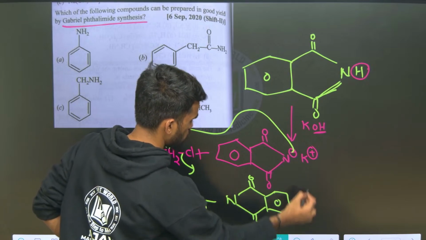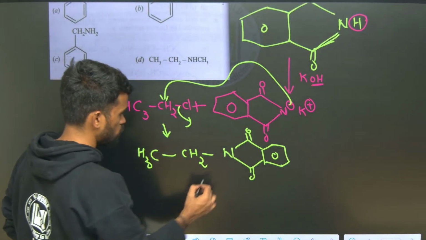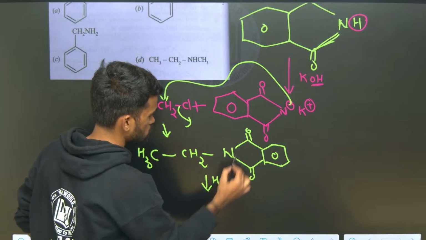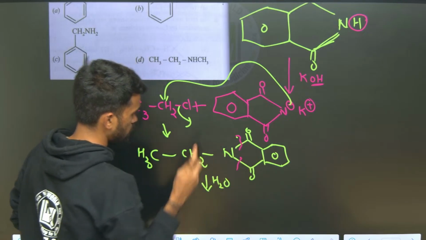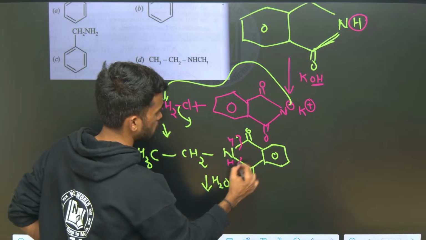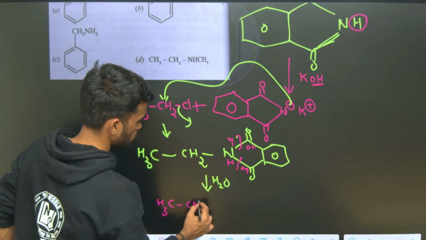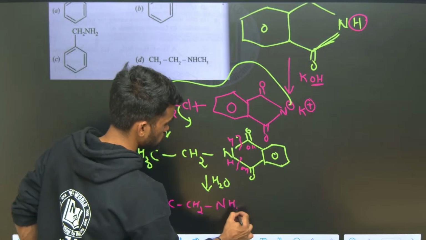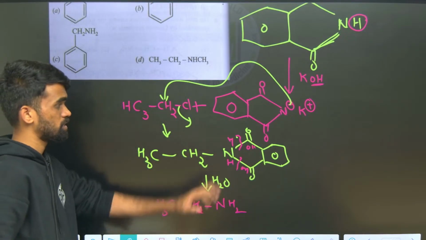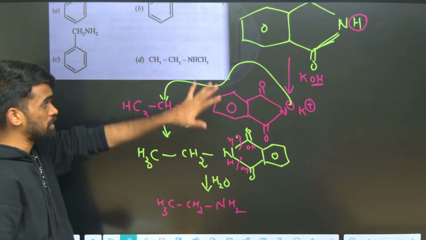Like this. So followed by hydrolysis. If you do hydrolysis, so just break these bonds like this, and add hydrogens here, OH here. So you will get CH3, CH2, NH2. So we got ethylamine as a product. This is about the Gabriel phthalimide synthesis.